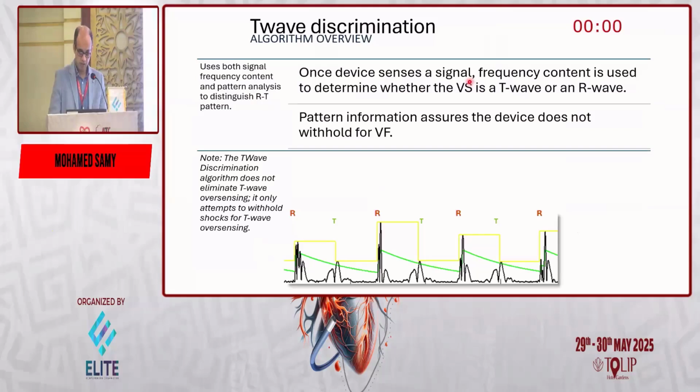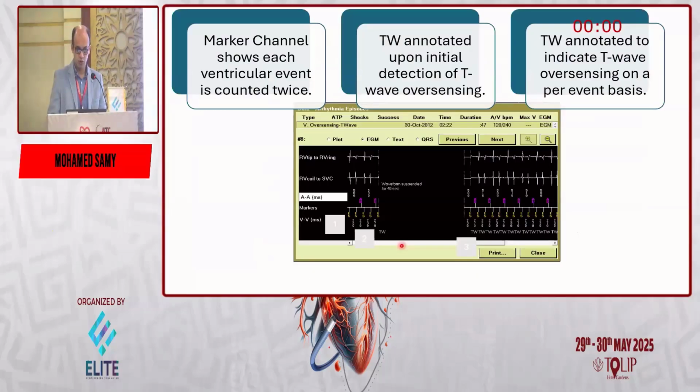Current devices have a T-wave discrimination algorithm. It depends on signal frequency. T-waves usually have low frequency, and the pattern of the T-wave is used to exclude T-wave oversensing.